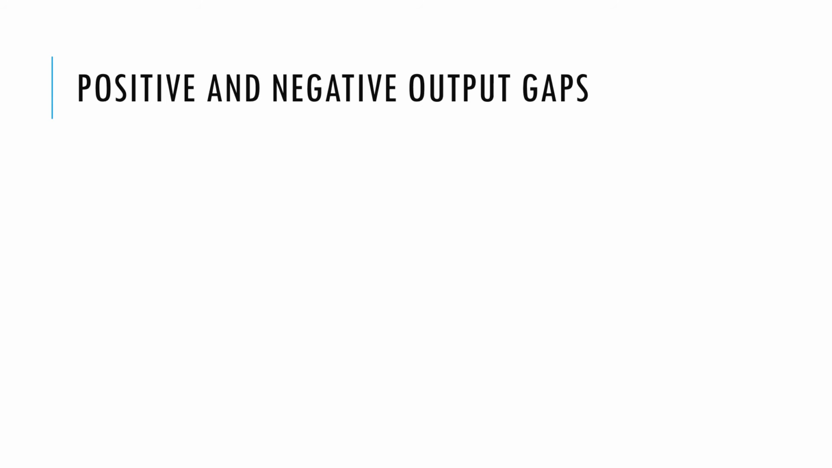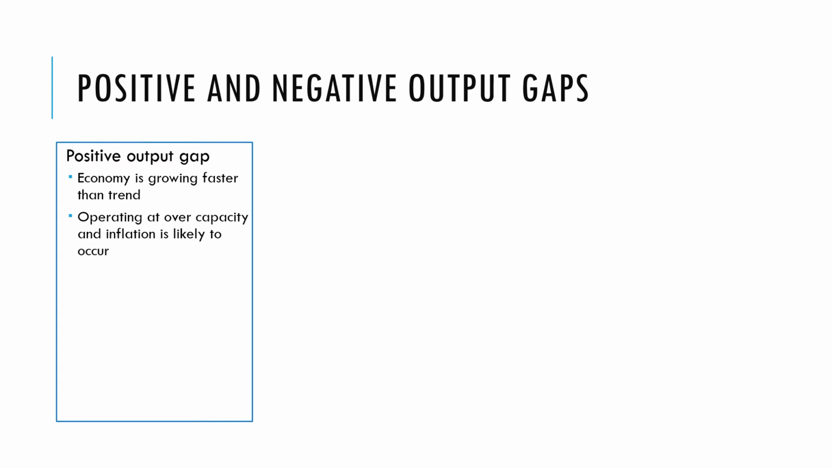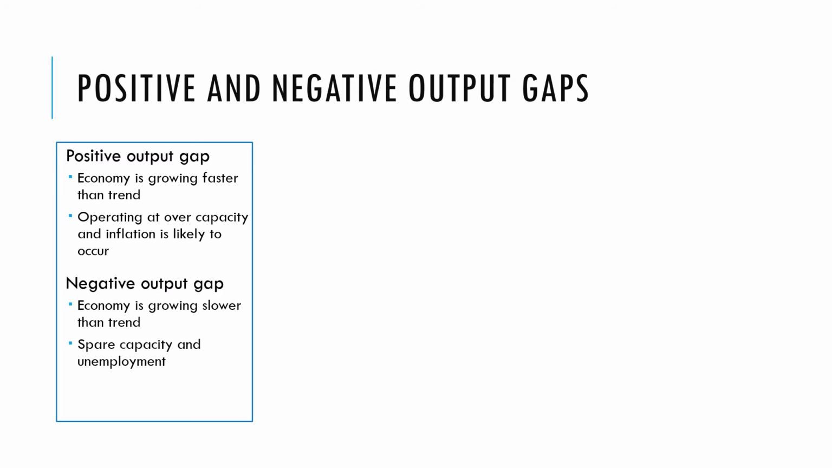Now output gaps can come as either positive gaps or negative gaps. A positive output gap indicates that the economy is growing faster than trend. So it's operating at overcapacity and it's likely that prices will go up as a result and inflation is likely to occur. Whereas a negative output gap indicates that the economy is growing slower than trend. This indicates to us there is spare capacity in the economy and perhaps unemployment might result.